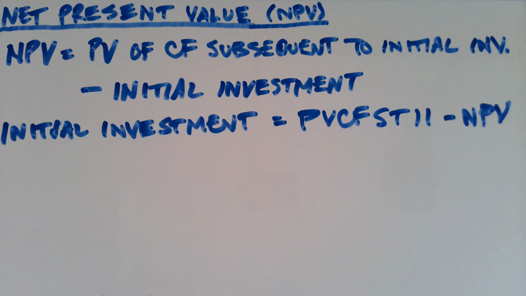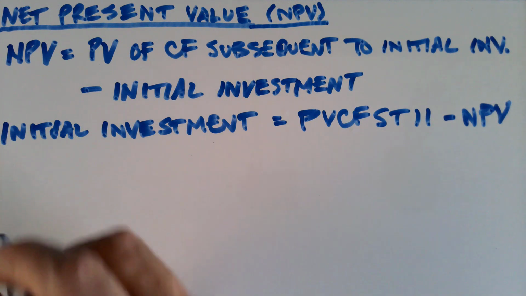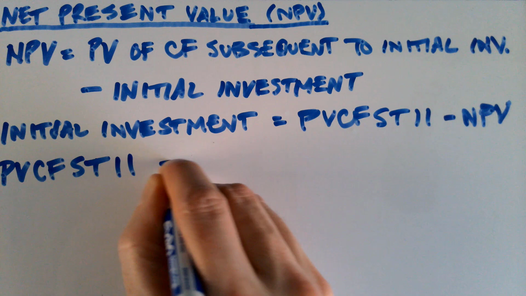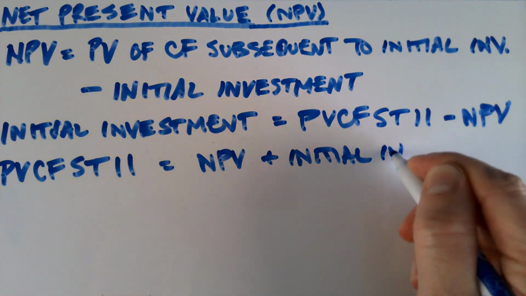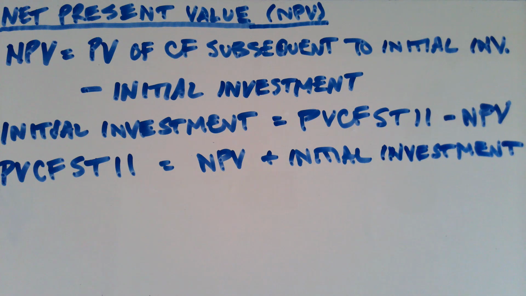But what if you were asked to find the present value of the cash flows subsequent to the initial investment? So you might be asked, what is the value of this investment after the initial investment? And so how are we going to do that? Well, actually, all we have to do is add initial investment to both sides. And I'm going to also flip it around, as is our normal practice. And so we're left with the present value of cash flow subsequent to initial investment being equal to the net present value plus the initial investment.